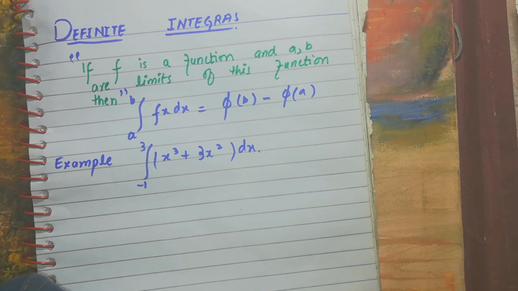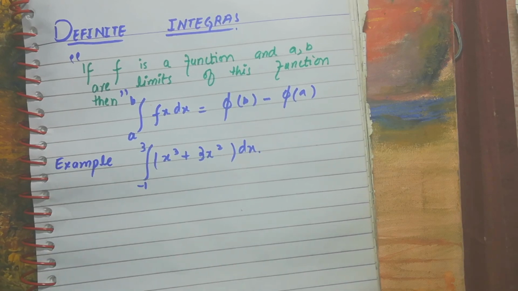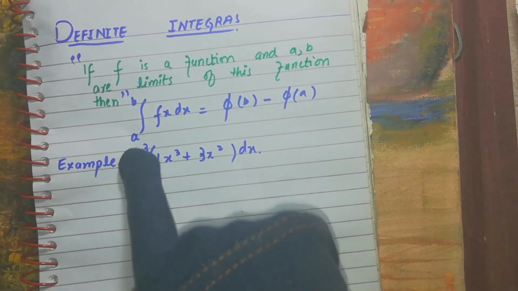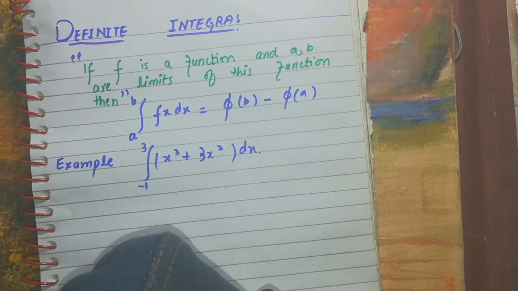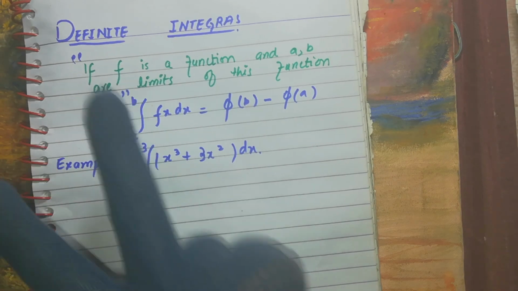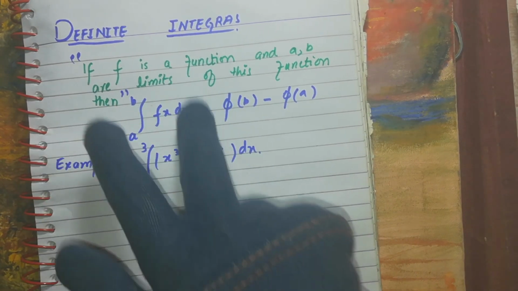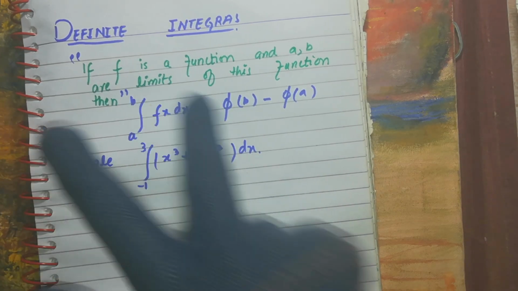Starting definite integrals, first of all we should define what a definite integral is. A definite integral is defined as: if f is a function and a and b are the limits of this function, then the integral between them will be equal to phi of b minus phi of a, that means upper limit minus lower limit. Definite integral means it is between two limits, a and b, that means constants.